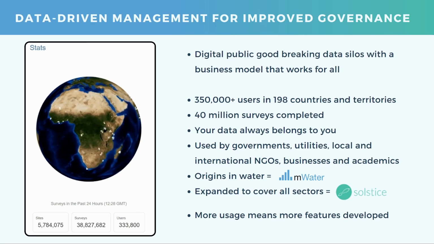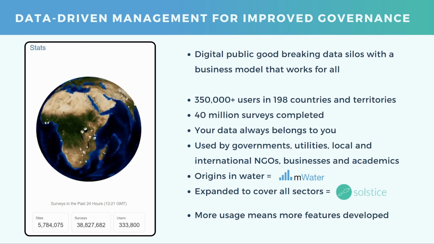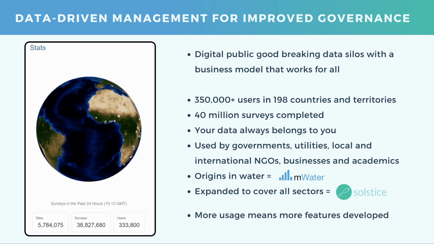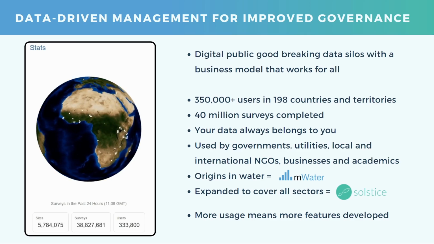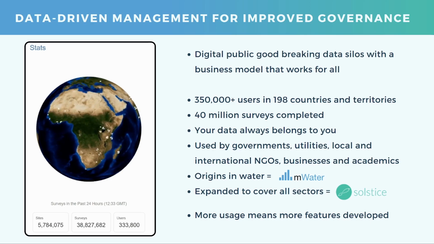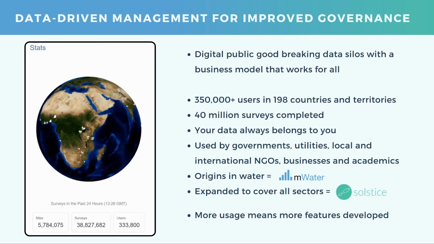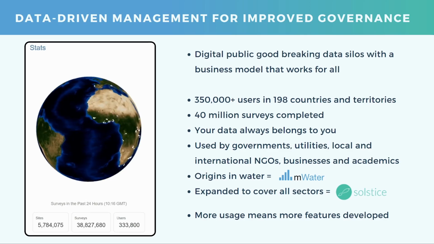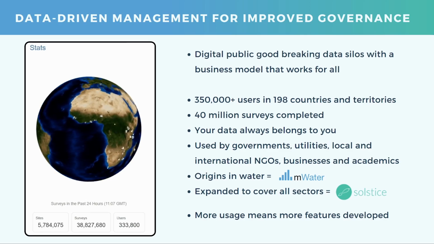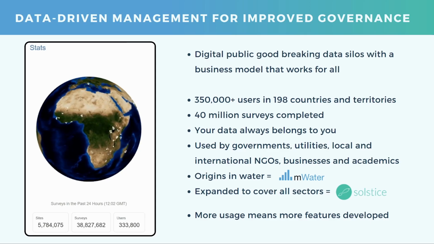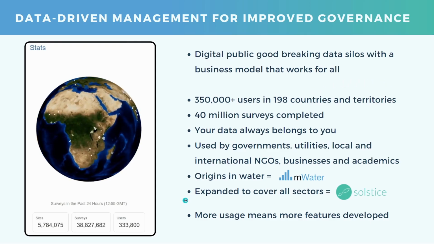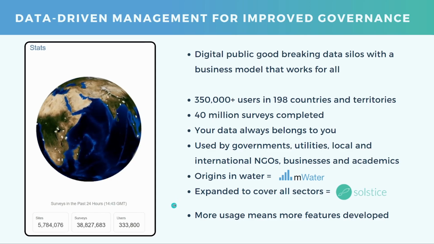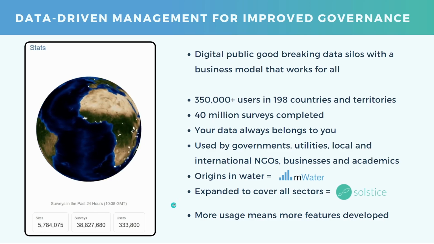Over 350,000 registered users in 198 countries and territories are using Solstice in a great variety of ways, with over 40 million surveys completed in total. The data is collected on a shared server, but the data always belongs to you and you can download it whenever you want. And it's used by a broad variety of stakeholders. The origins of Solstice are in water and WASH with the mWater brand, and it has expanded over time to cover all sectors. The business model means that the more usage there is for the platform, more features are developed.